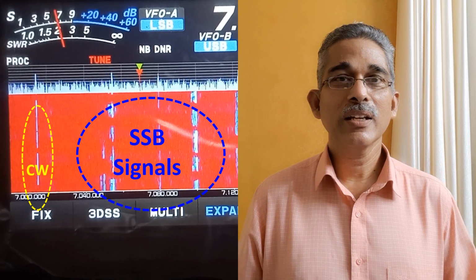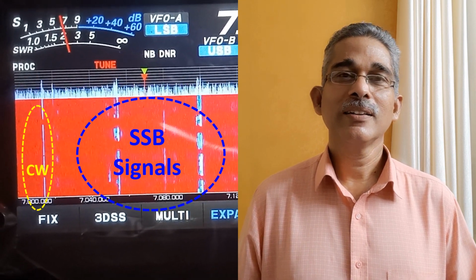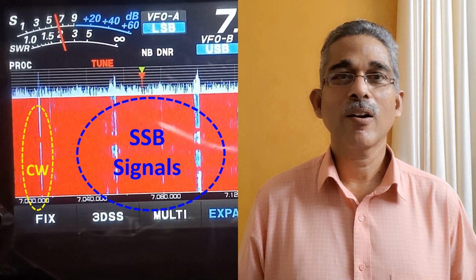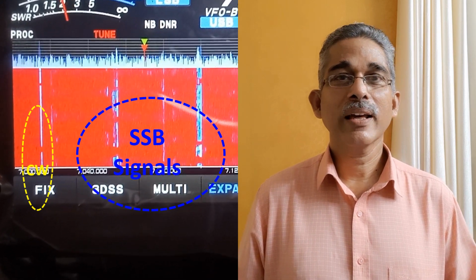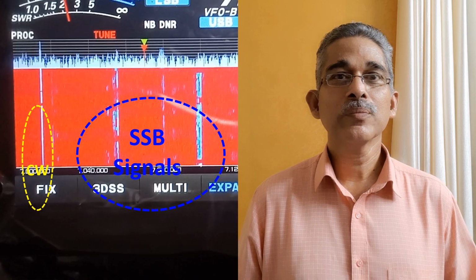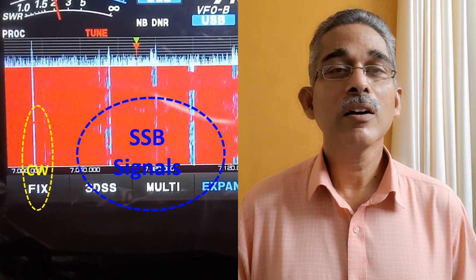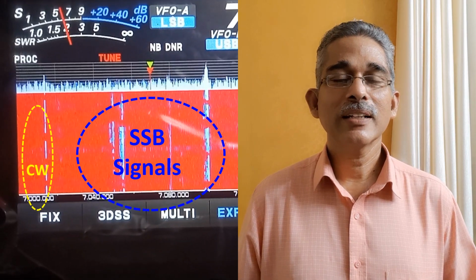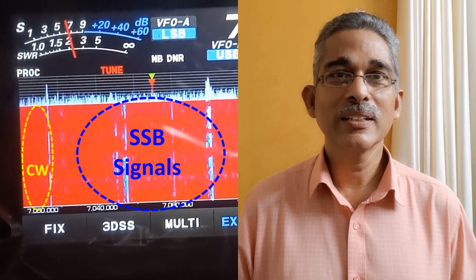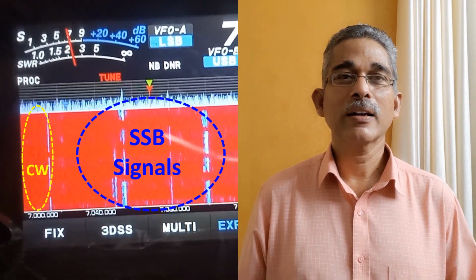CW activity can be seen higher up on the band. Similarly, digital signals can also occur higher up on the band. And sometimes on any frequency, these signals can come. It all depends on which frequency the operator decides to operate. So that's about CW and usual digital signals on the lower part of the band.